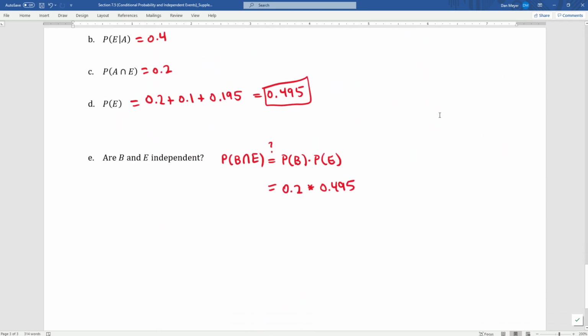So I guess the question is, is 0.1 equal to 0.2 times 0.495? And our answer is no. This is pretty close to 1, but not exactly 1.